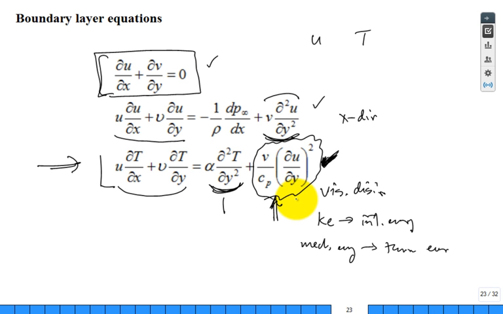All right. A lot of times that term, thankfully, is negligible. Things flow from hot to cold, and that's the predominant way that energy is changed, not the viscous dissipation. All right.